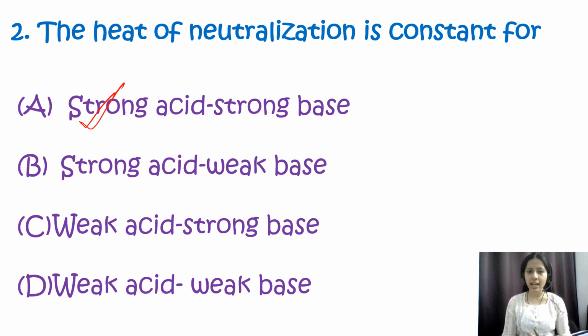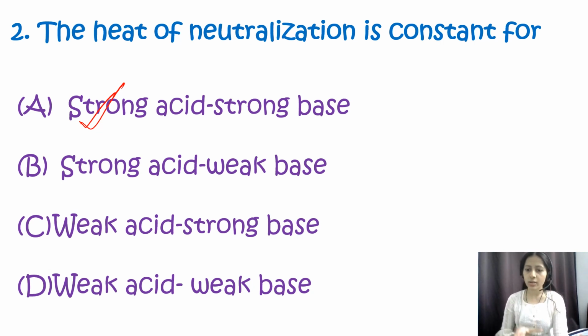We know that when a strong acid and strong base react, they completely dissociate in solution to form salt and water. Since the reaction proceeds to completion without any side reaction or intermediate species, the amount of heat released or absorbed is constant. It only depends on the number of moles of the acid or base and not on their identities. This is known as the heat of neutralization.